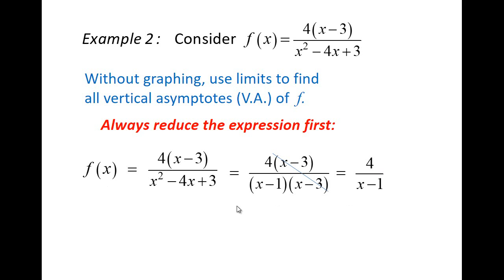So that means that the graph of f is the same as the graph of 4 over x minus 1, except that the graph of f has a hole when x is 3. Obviously the function 4 over x minus 1 is defined at 3. And so when you draw the graph of f, you draw the graph of 4 over x minus 1 with the hole at the point where x is 3.